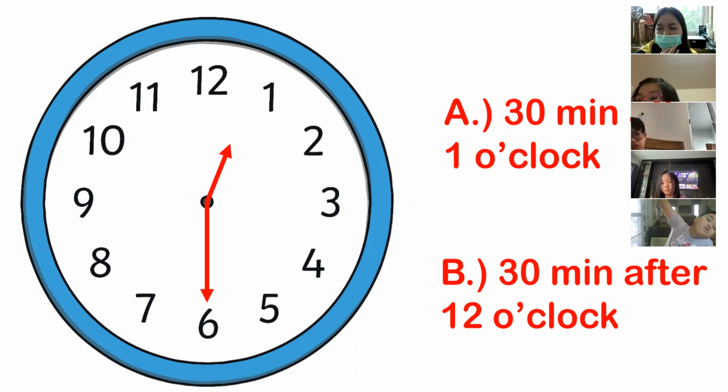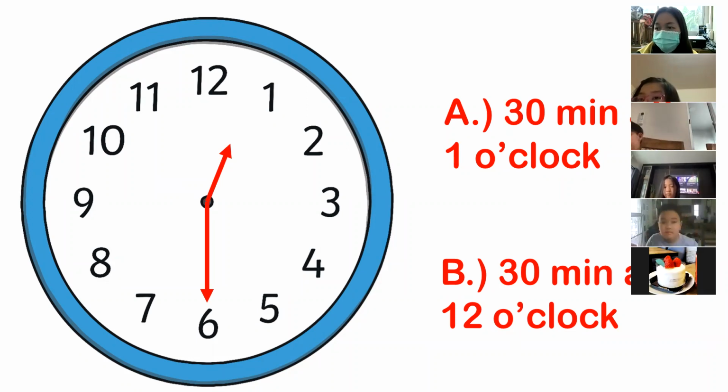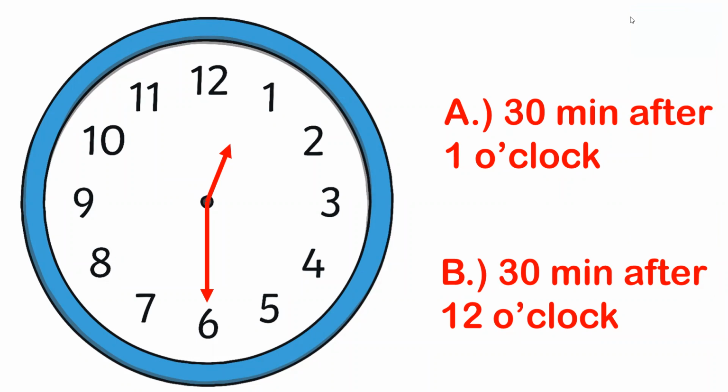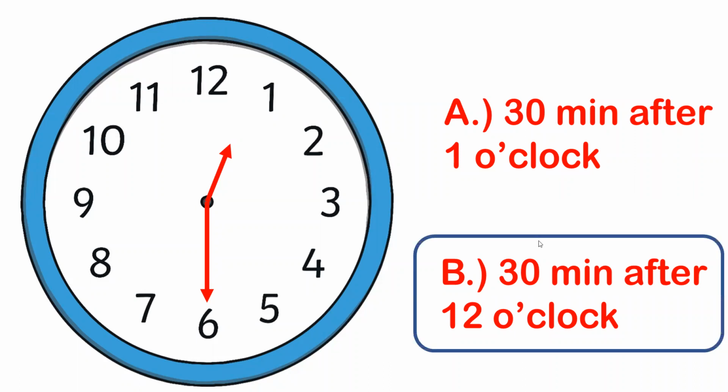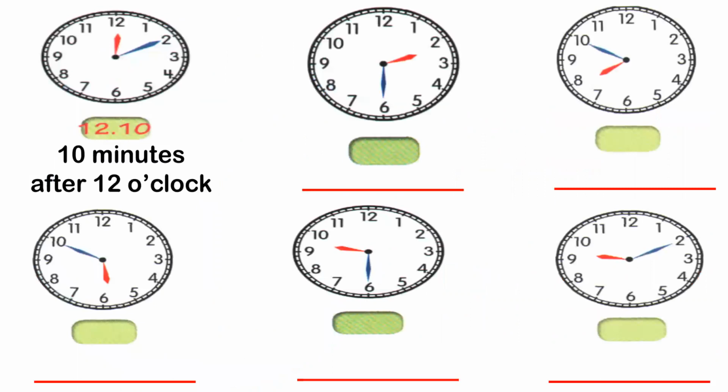Yes, Clau. Which one is correct, Clau? A, 30 minutes after 1 o'clock, or B, 30 minutes after 12 o'clock. Which one is correct? B. What is letter B? 30 minutes after 12 o'clock. Okay, very good. So it's 30 minutes after 12 o'clock.